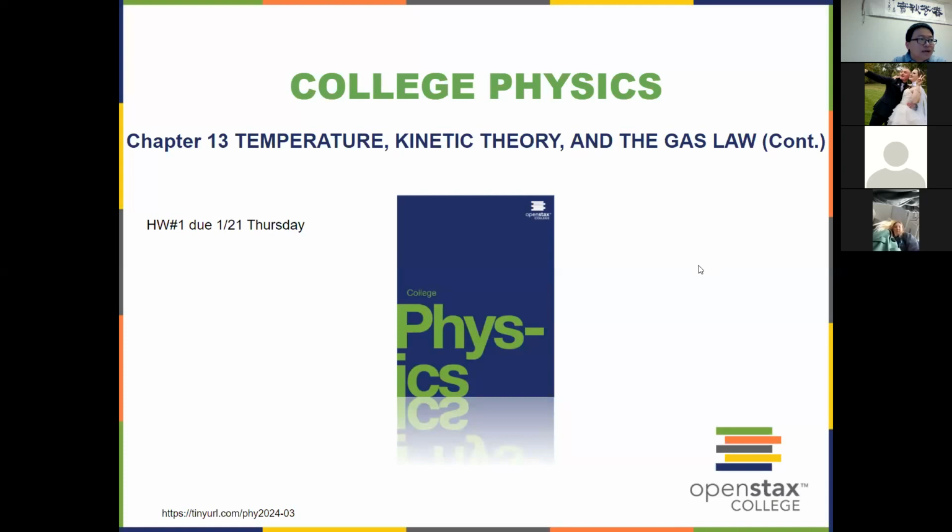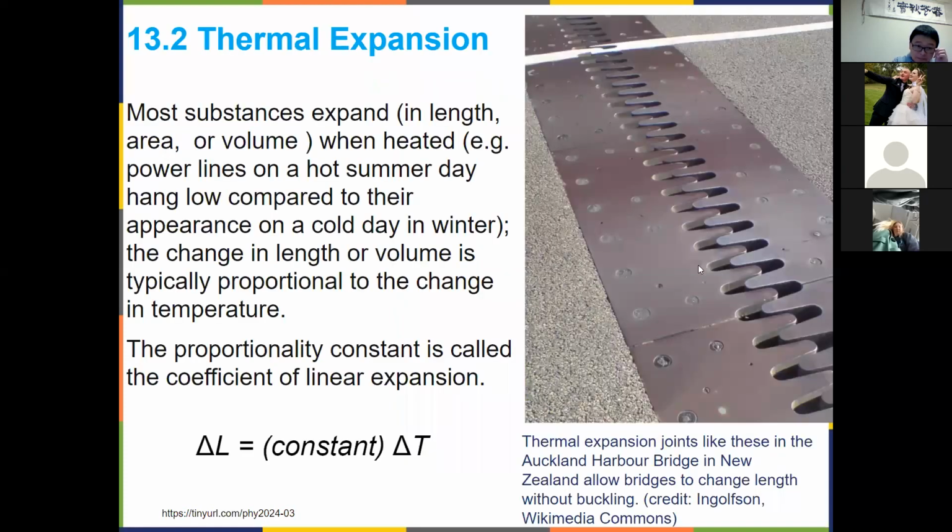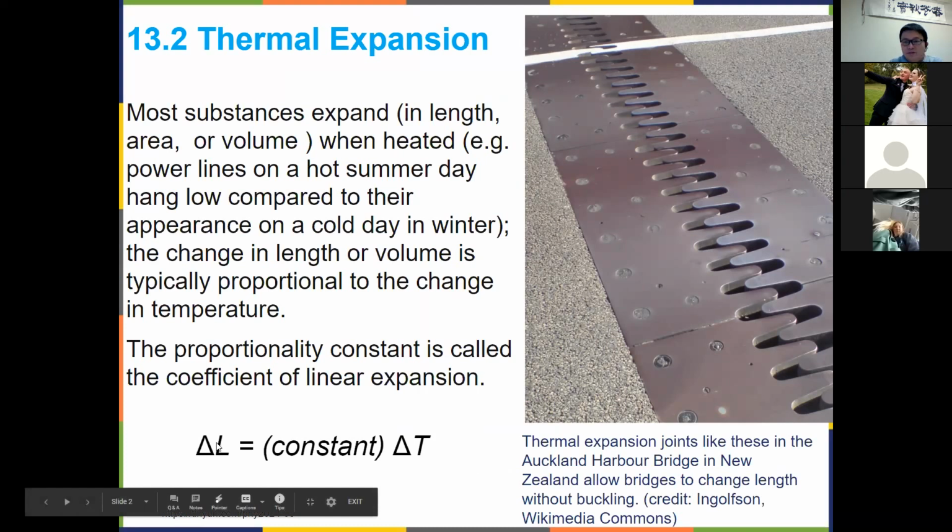All right. So again, a quick review of what we learned last time. Last time we learned thermal expansion as well as the ideal gas law. For thermal expansion, pretty much every material will either expand or shrink according to the temperature change. If this is one-dimensional linear expansion, then the change in length is equal to a coefficient, which is a constant, times the change in temperature.